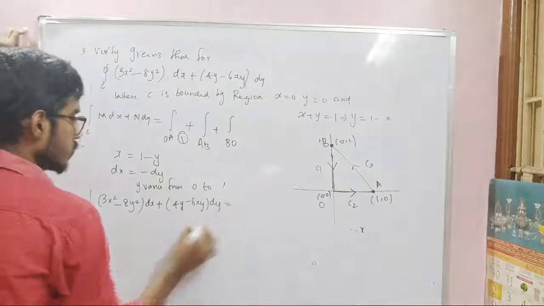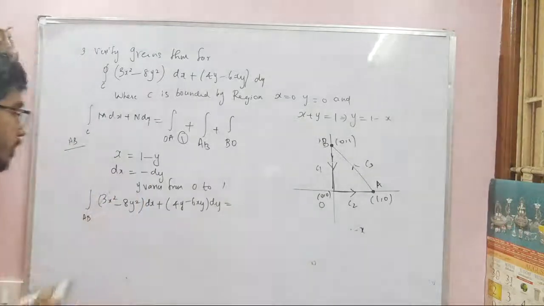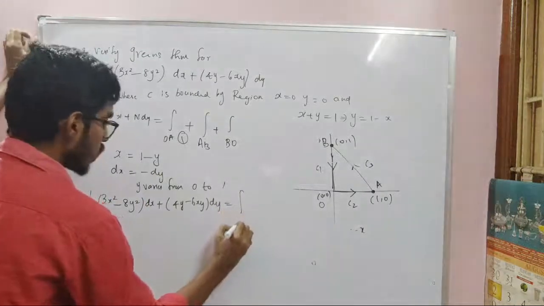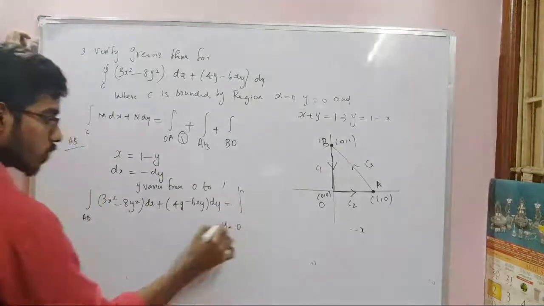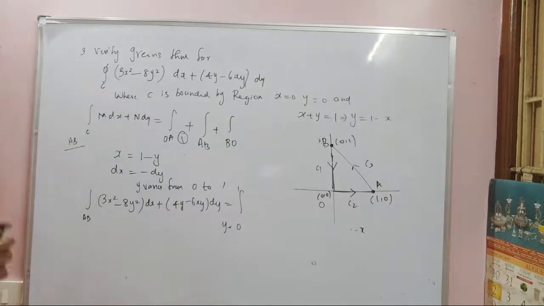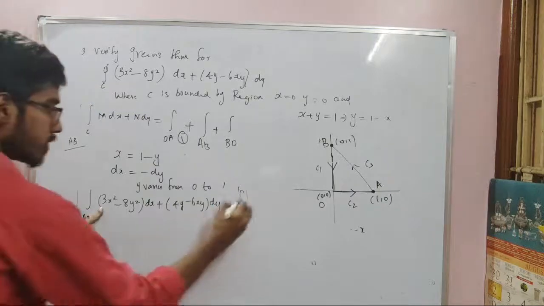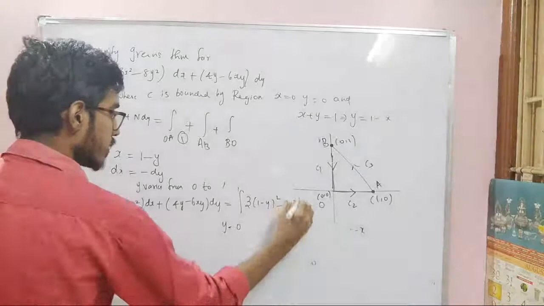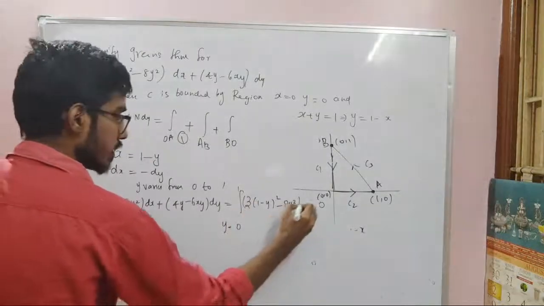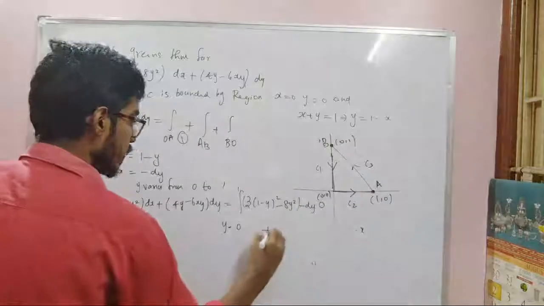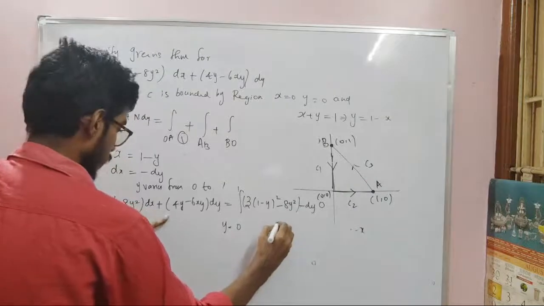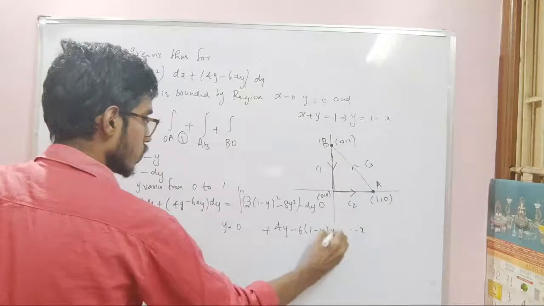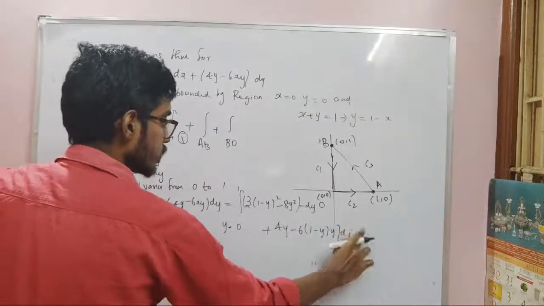This is equal to, you can say dx is the same as minus dy, and x is equal to 1 minus y. So y varies from 0 to 1, and 3x square becomes 3 into 1 minus y whole square minus 8y square, dx is minus dy, plus 4y minus, x is 1 minus y, so 6 into 1 minus y into y dy.